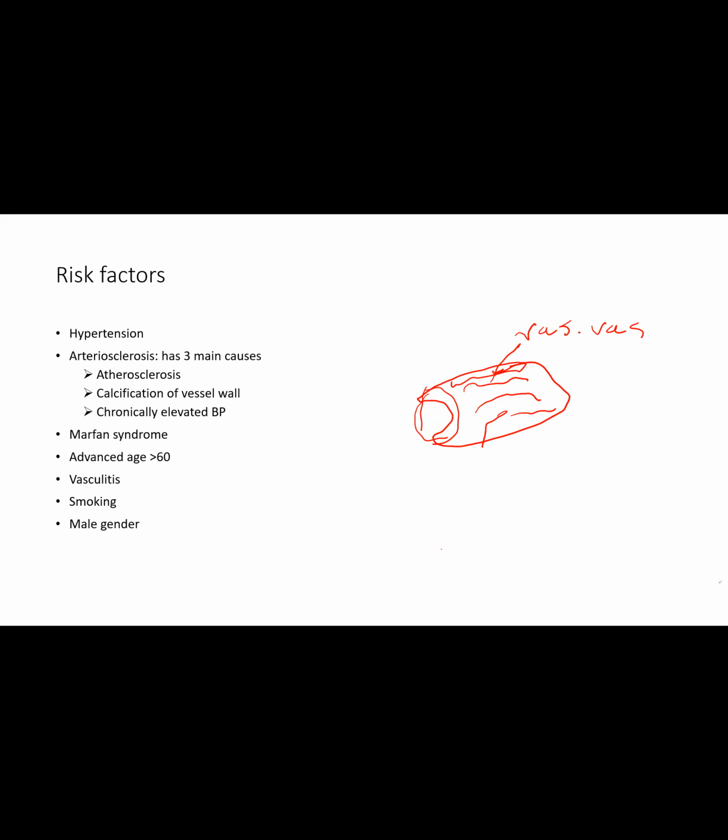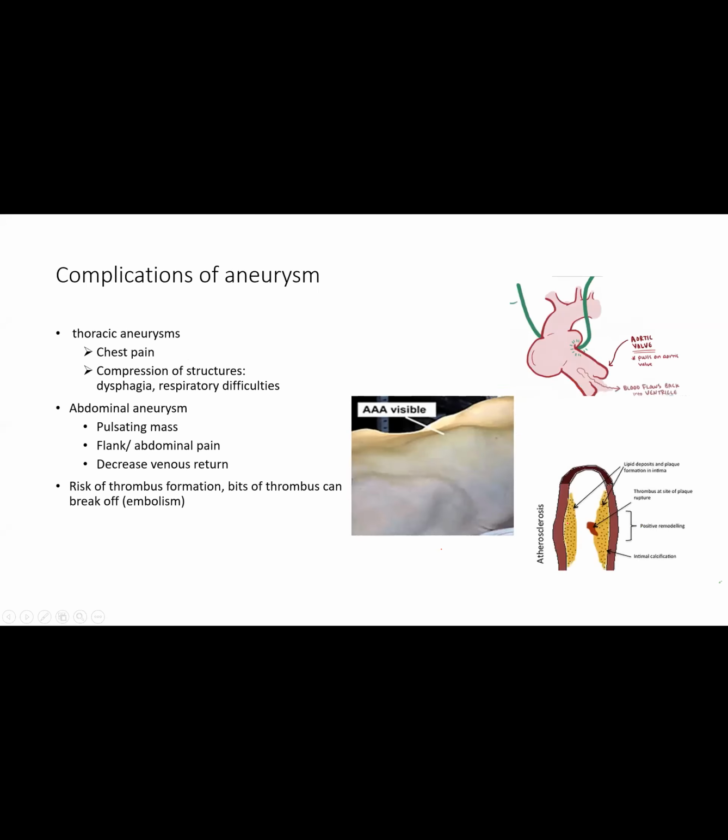So the wall of the aorta starts to change from being strong, elastic to being a weak, firm, hard, less elastic artery, making it less able to deal with the blood pressure. And there are basically three main causes of arteriosclerosis. One is atherosclerosis, where a bunch of plaque is built up on the tunica intima layer, in this area.